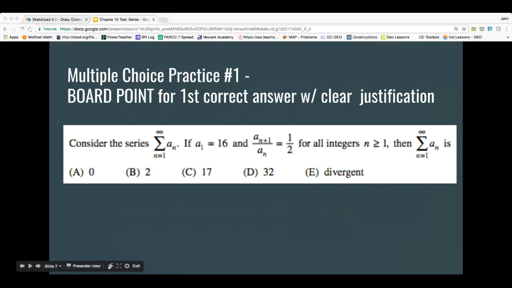All right, Alex has presented an answer. D, because the series converges since the limit of the ratio is less than 1, and you're using a over 1 minus r to get 32. And Alex, that is precisely correct. So in this problem, you get a board point.